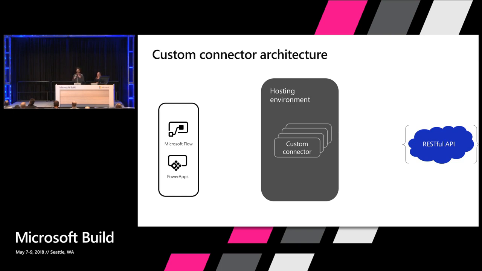So in order for PowerApps or Flow to make a call or execute an operation, you need to have 3 basic building blocks, right? You need to know the connector ID, right?